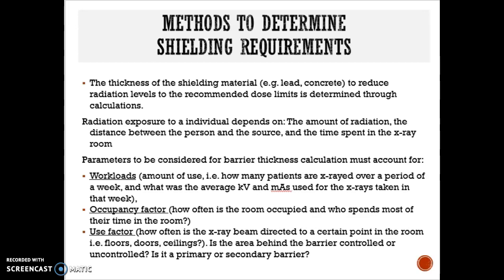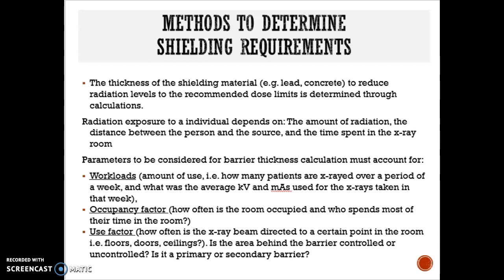In general, the radiation exposure to individuals will depend primarily on the amount of radiation produced by the source, the distance between the exposed person and the source of radiation, and the amount of time that that individual will spend in the room. Parameters that must be considered for barrier thickness calculation include things like workload, so the amount of use, how many patients are X-rayed over a period of a week, and what was the average kV and mAs used for the X-rays taken in that week. We're also looking at occupancy factor.